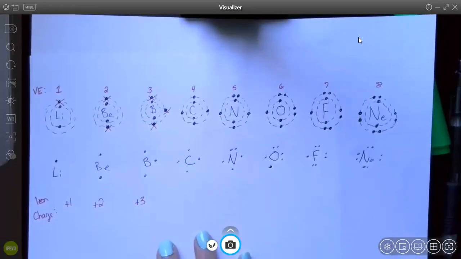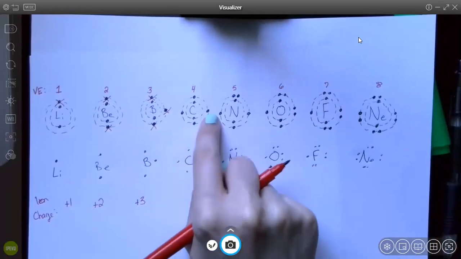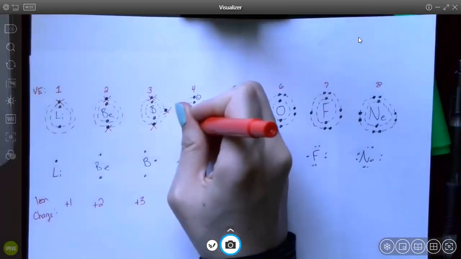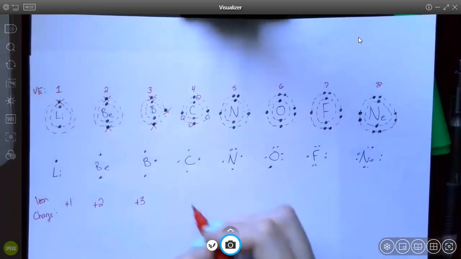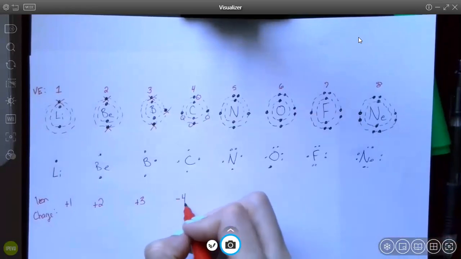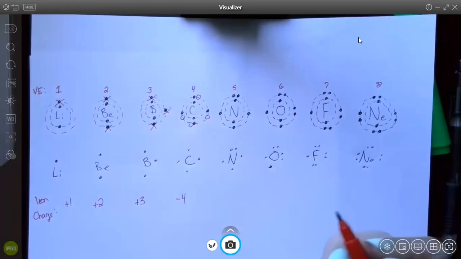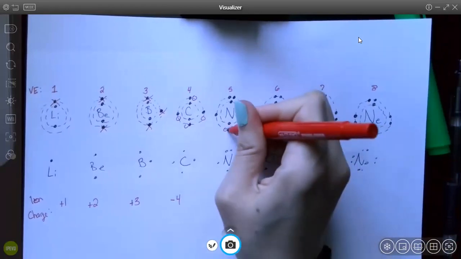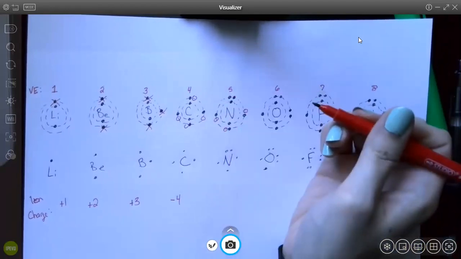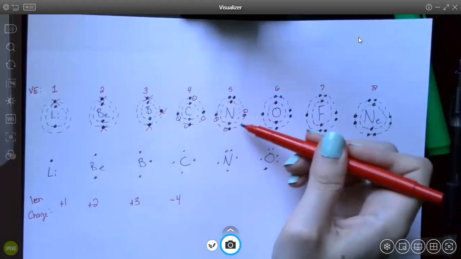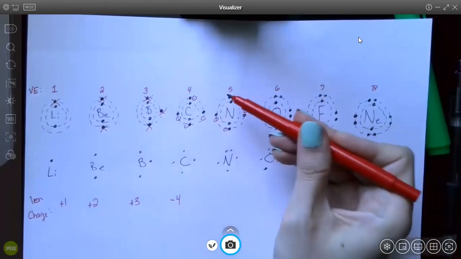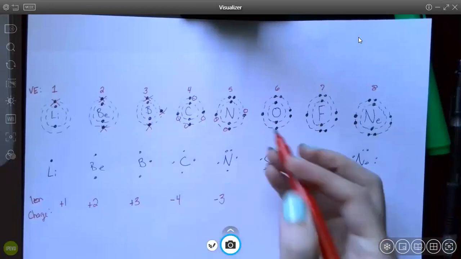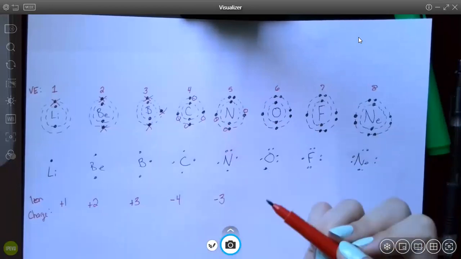Now, carbon is interesting because it could lose 4 electrons or it could gain 4 electrons. And that is what usually happens. So its most common charge is -4. Nitrogen, it is easier to gain 3 electrons than lose 5. And if it can gain 3 electrons, it will have a full second orbital. So it usually has a charge of -3 from gaining 3 negative electrons.